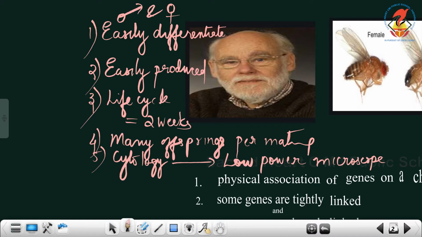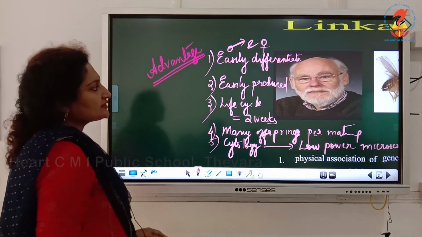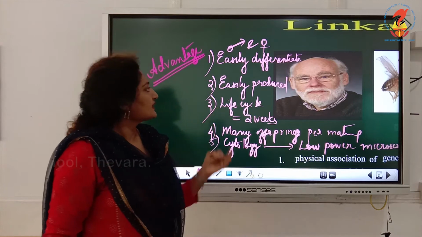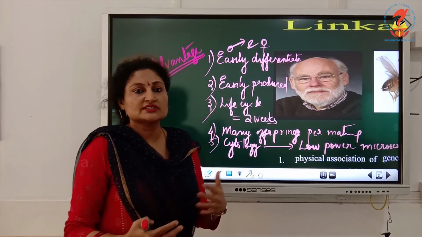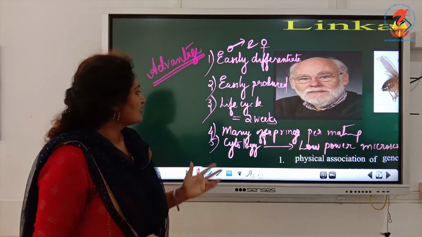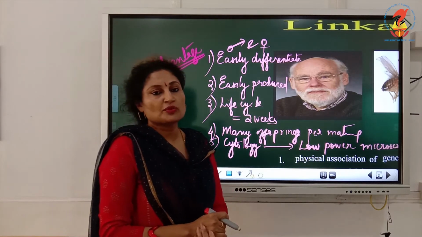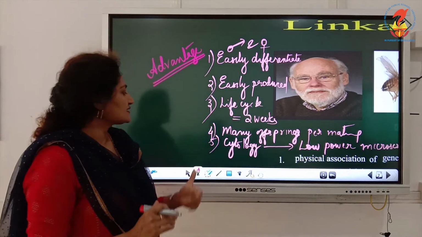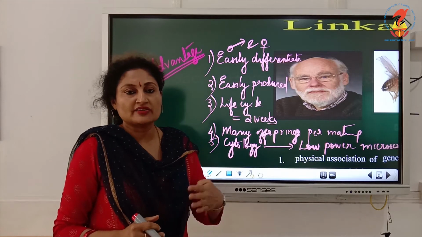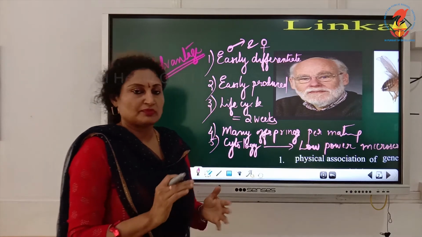So once again, the advantages for genetic experiments. The first advantage is that the male and female Drosophila can be easily distinguished from one another. Second, they are easily synthesized, either in synthetic culture medium or naturally; it is very easy to culture them. Third, the life cycle is very short, just 2 weeks. Fourth, many offspring are produced in one mating. And the last and important advantage is that they have only 4 chromosomes, so the hereditary variation or the cytology can be studied even under the low power of a light microscope.